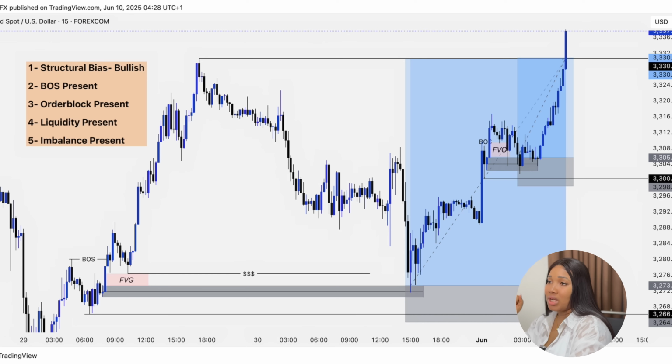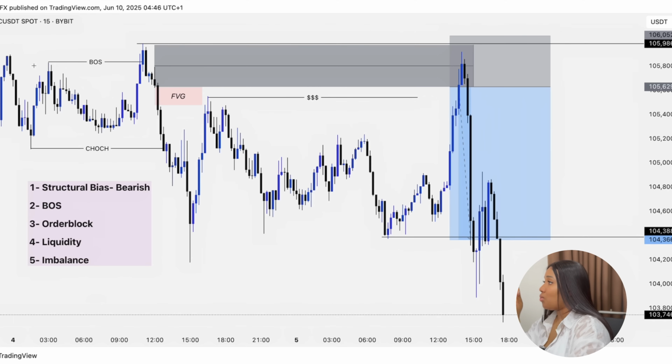So let me also show you guys another setup. This was a quick sell from BTC USD. So after getting this change of character, I mapped out the origin that caused the change of character, the FVG it created, and then the liquidity price cleared. And you can see how price tapped in and then went straight to the downside.